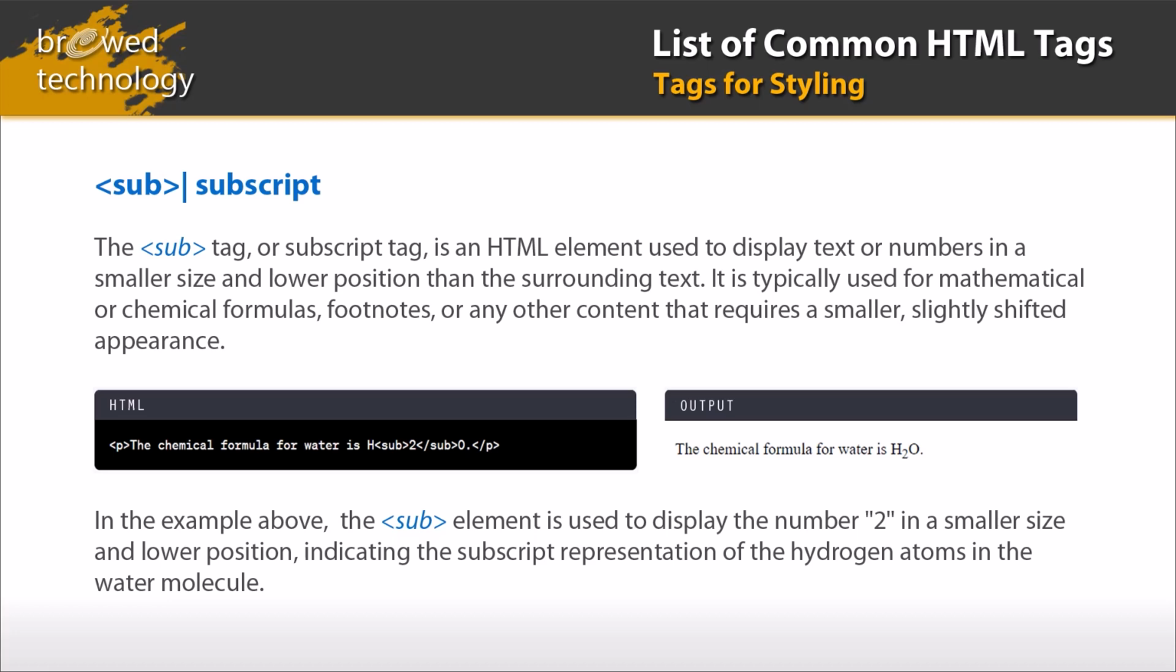The subscript tag is an HTML element used to display text or numbers in a smaller size and lower position than the surrounding text. It is typically used for mathematical or chemical formulas, footnotes, or any other content that requires a smaller, slightly shifted appearance. In our example, the subscript tag is used to display the number 2 in a smaller size and lower position, indicating the subscript representation of the hydrogen atoms in the water molecule.